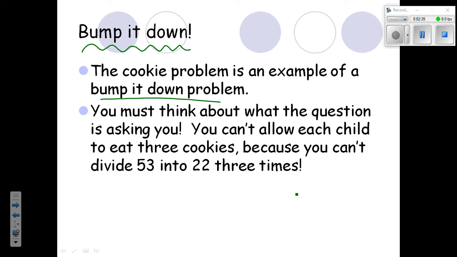You have to think about what the question is asking you. You can't allow each child to eat 3 cookies because we wouldn't have enough. We only go in evenly twice, and we have 9 left over, and those 9 cookies can't be passed out because it wouldn't be fair. So our final answer has to be 2 cookies. All right, let's look at another kind of interpreting remainders problem.